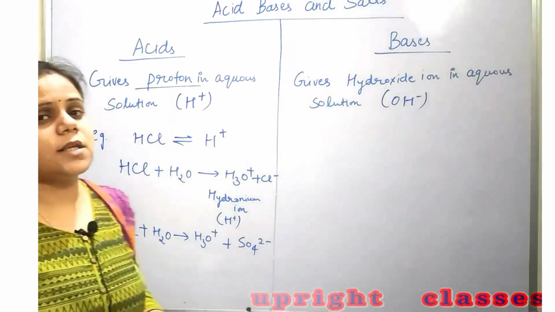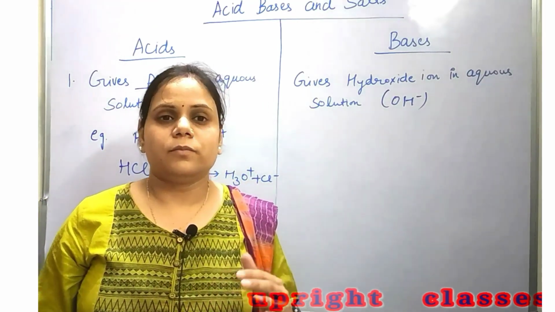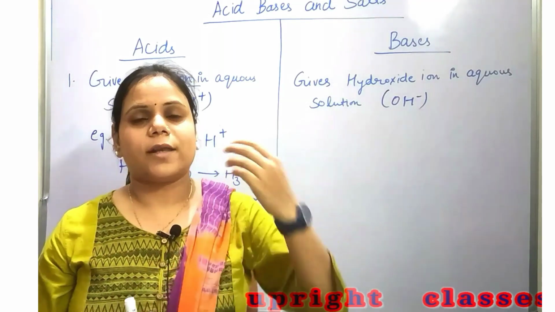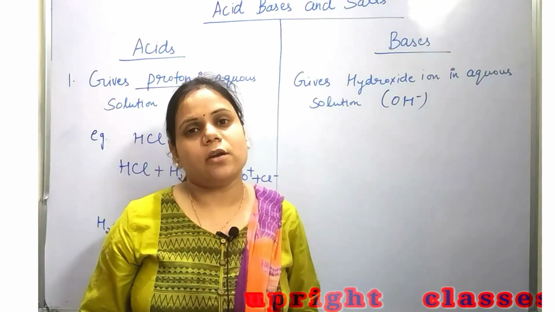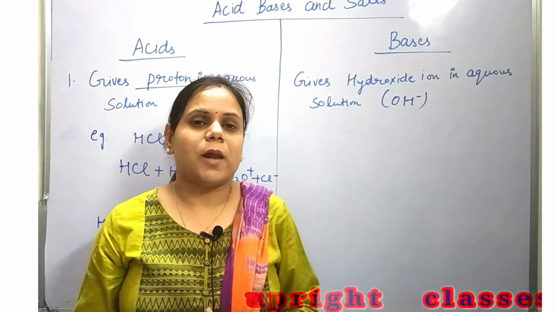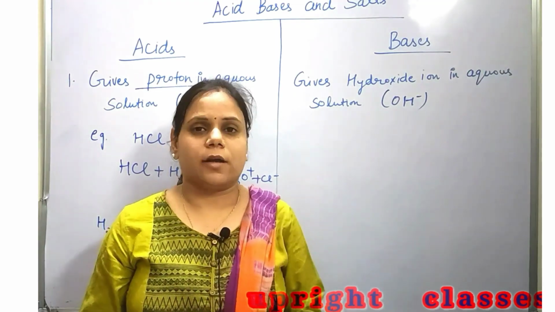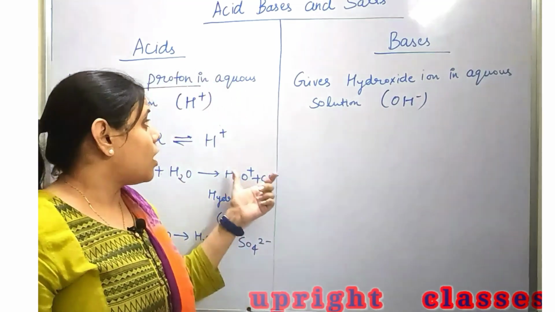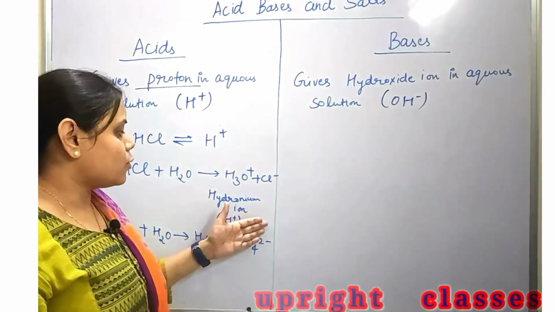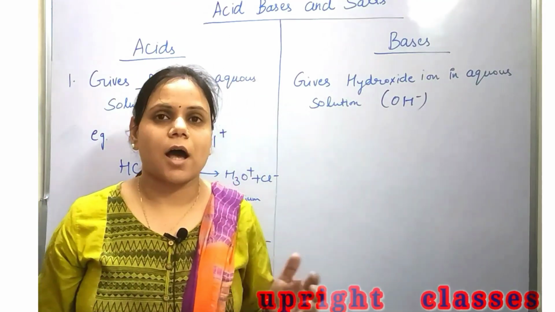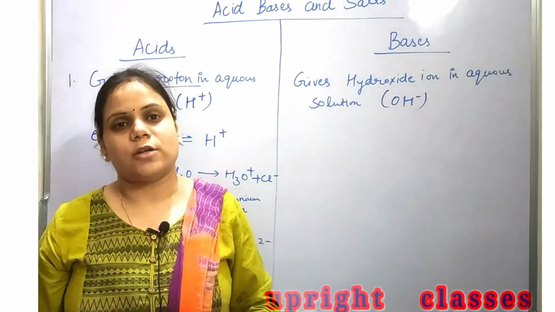If we talk about the classification of acids, there are basically two types: organic and inorganic acids. Organic acids are those acids which are generally obtained from plant sources or animal sources. They are naturally occurring compounds.